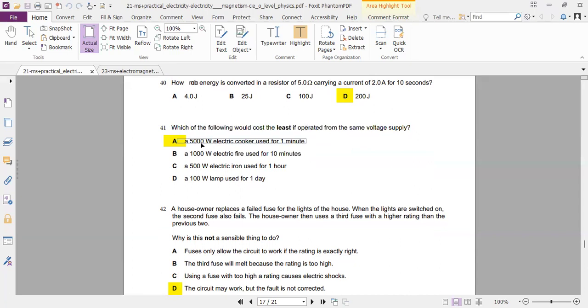Cost least will be 5 kilowatts for 1 minute. So it is 5 times 1 over 60. That will be a very low cost.